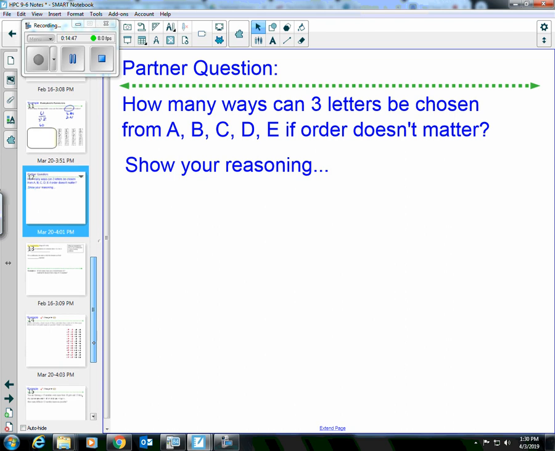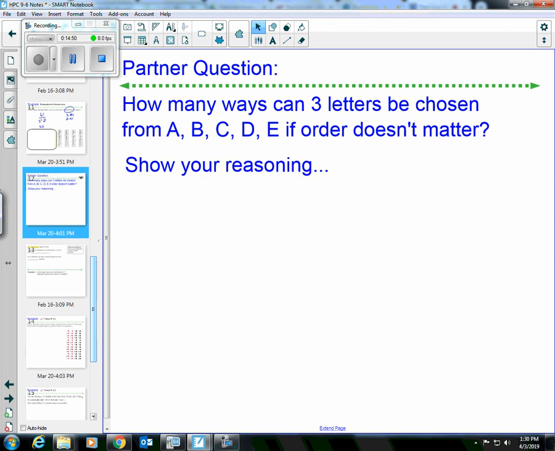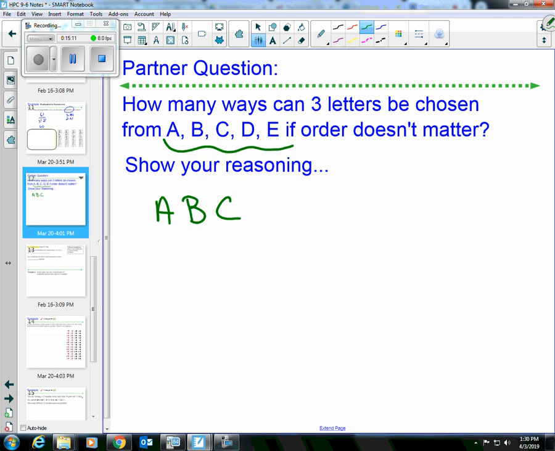Let's talk about a different kind of arrangement. How many ways could 3 letters be chosen from A, B, C, D, E if order doesn't matter? Show our reasoning. What I would do is just start listing them. Pause the video and write out all the different 3-letter patterns you could choose if the order doesn't matter. If I write down A, B, C in that order, I don't also have to write down B, C, A as a separate arrangement, because I already have those 3 letters accounted for. So the double counting isn't necessary.